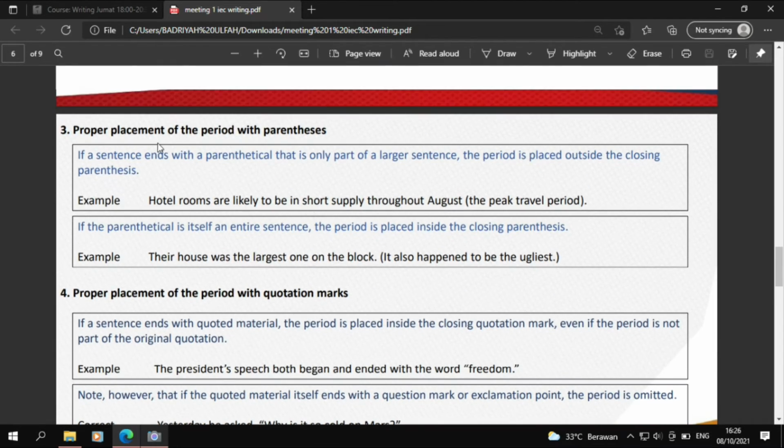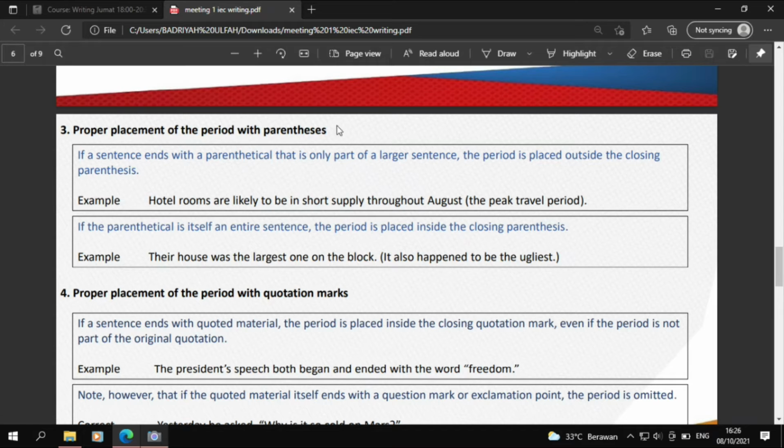Next, we have proper placement of the period with parentheses. Jadi peletakan si titik ini saat ada dalam kurung. Nah, katanya if a sentence ends with a parenthetical that is only a part of a larger sentence, the period is placed outside the closing parenthesis. Sedangkan katanya if the parenthetical is itself an entire sentence, the period is placed inside the closing parenthesis. Jadi ada dua versi ketika kalian menemui buka kurung tutup kurung.